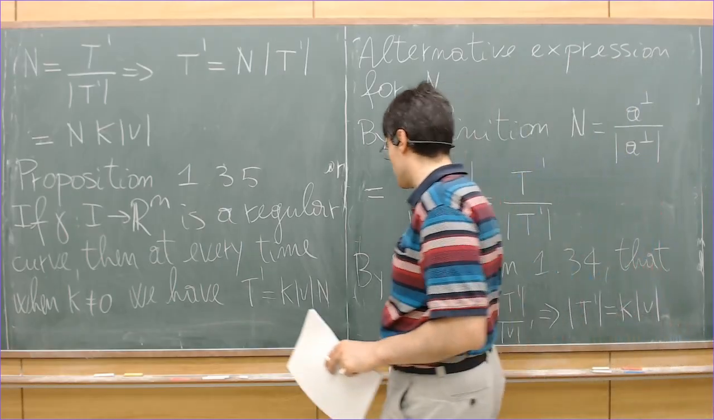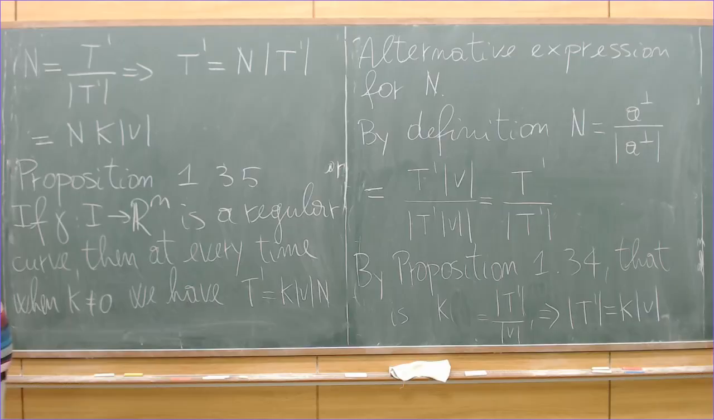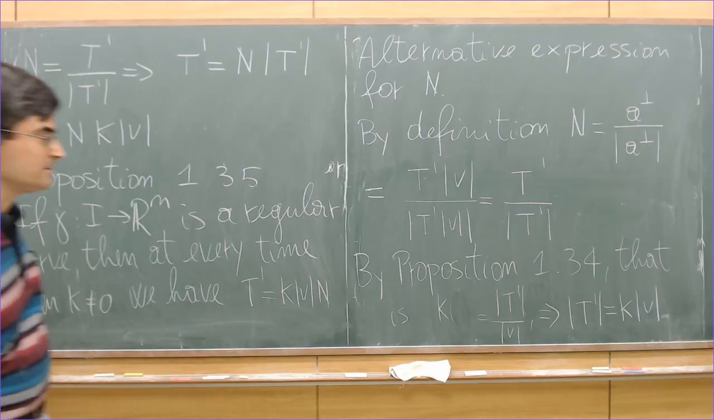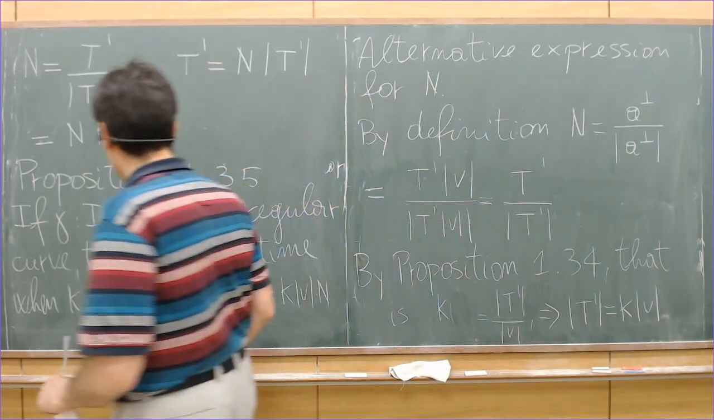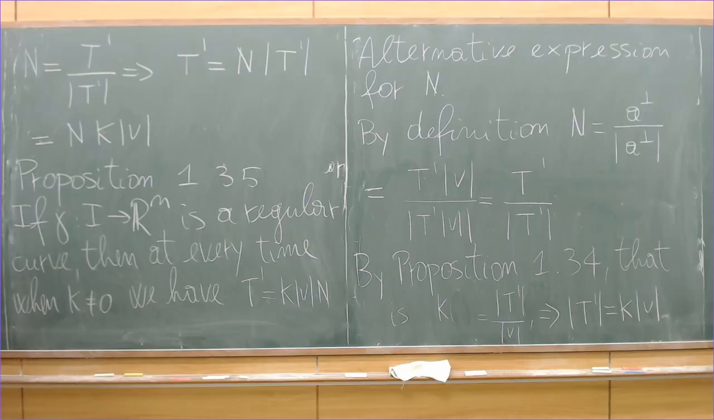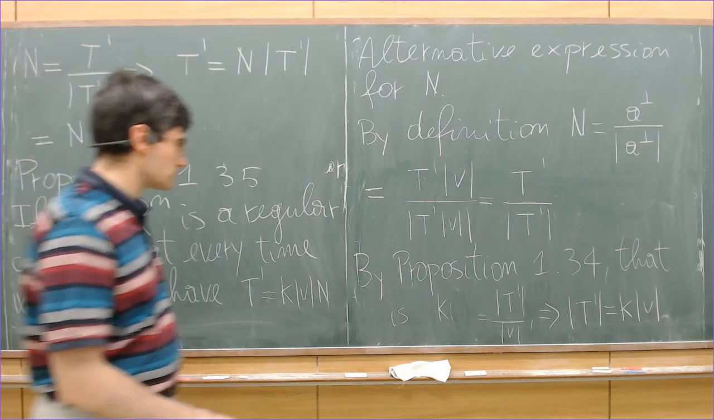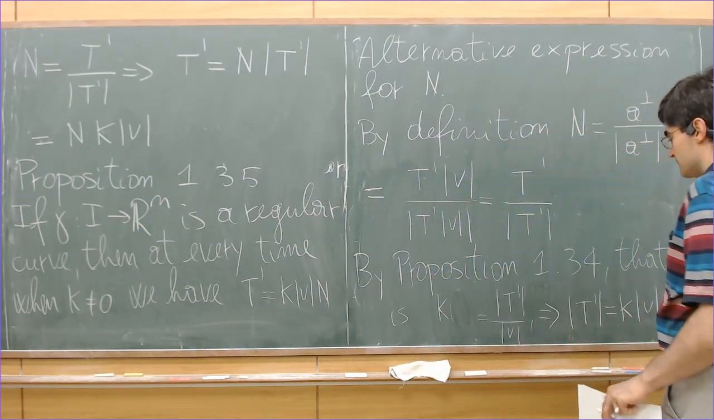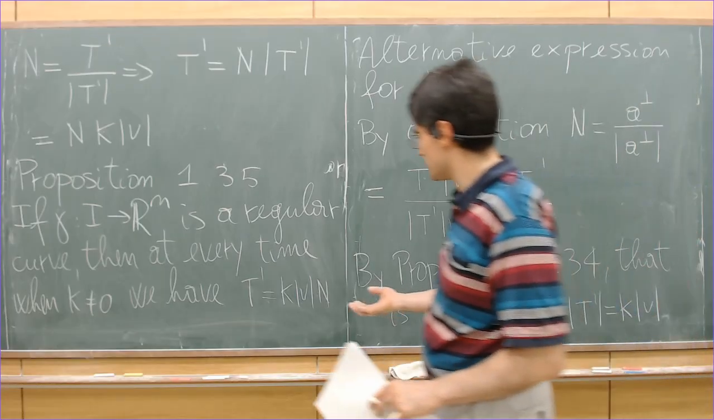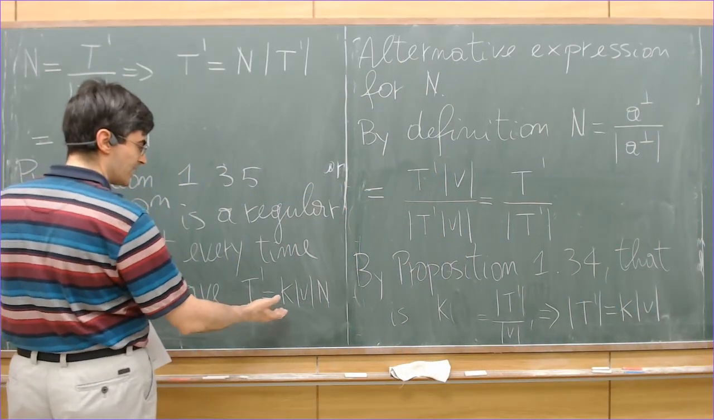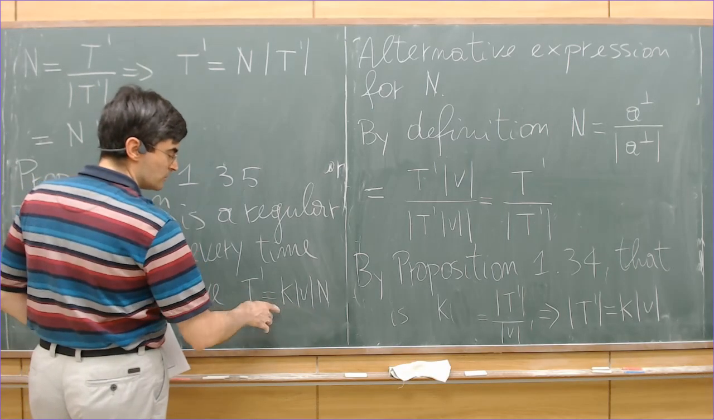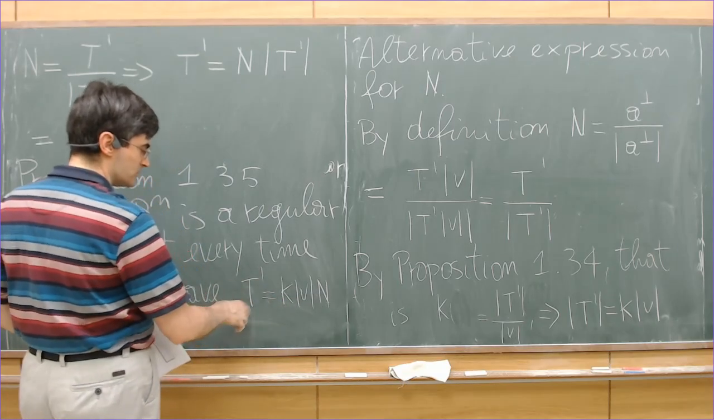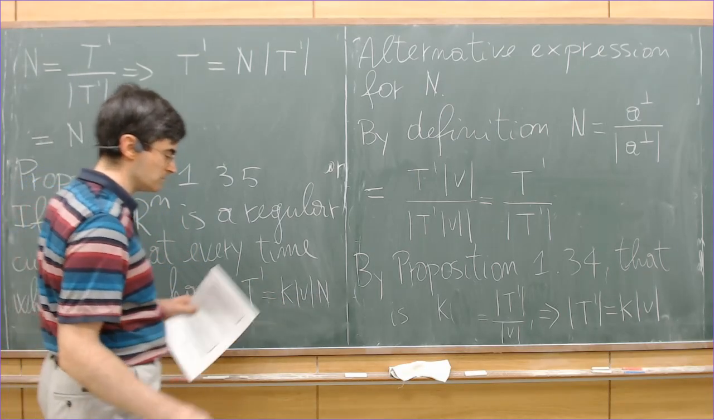I would like to make a remark. This formula makes sense only when k is different from 0. This is why we need this hypothesis. Because otherwise, when k is 0, the right hand side would be equal to 0, while the left hand side would not.